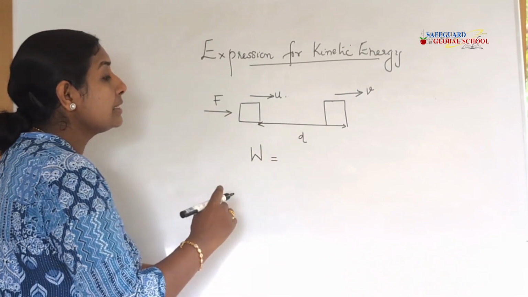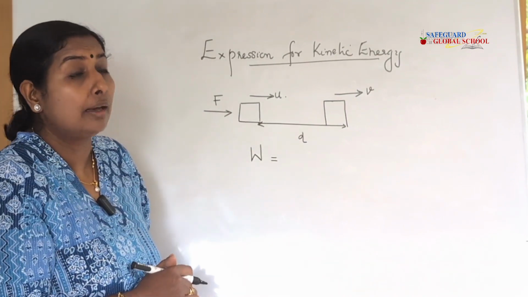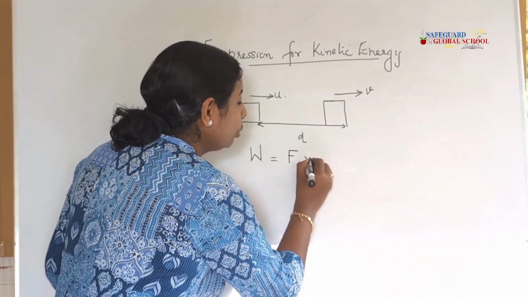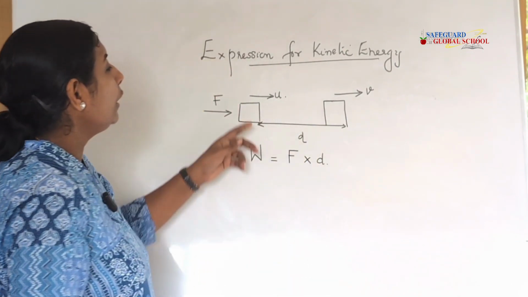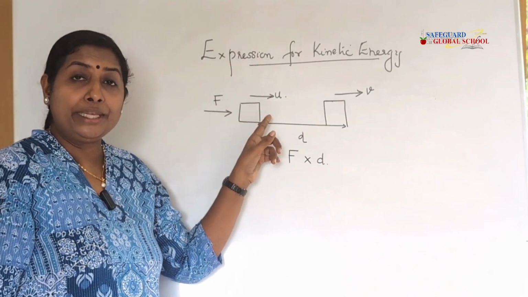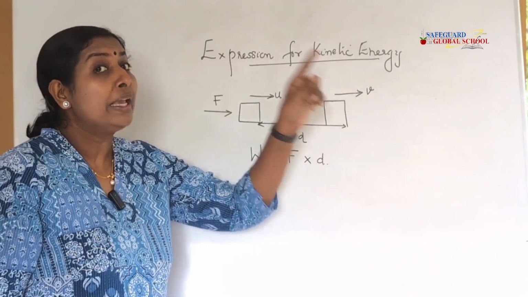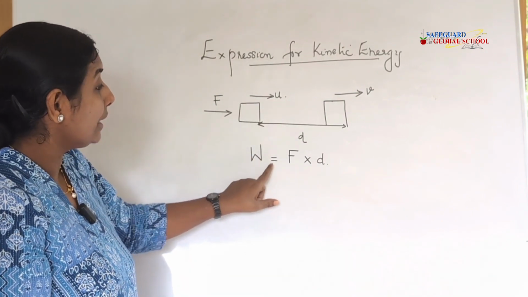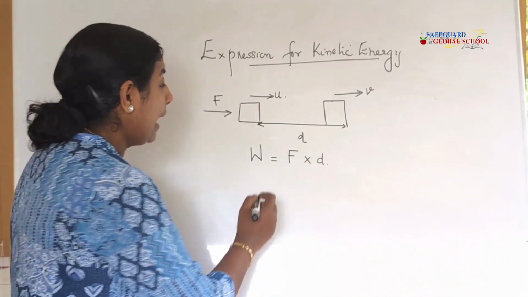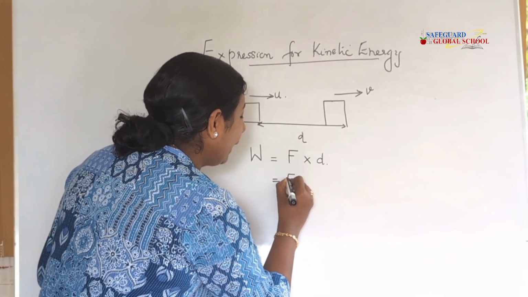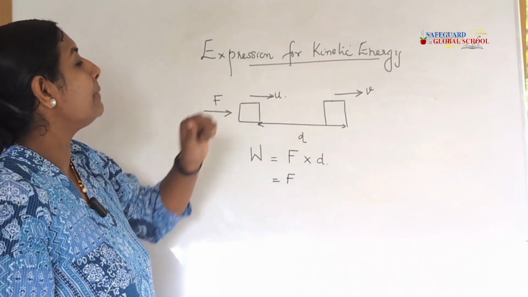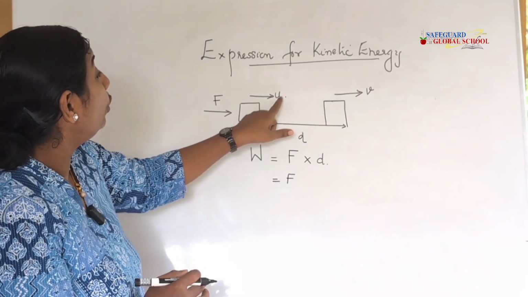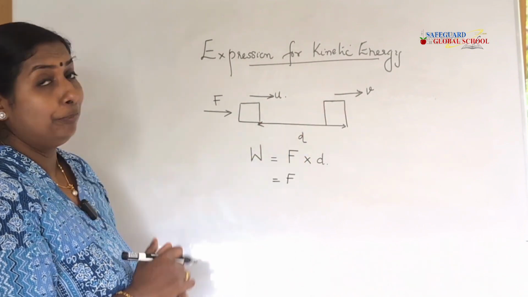We are expending some energy to do this work. Work done is equal to force into displacement. We know that as the velocity of the body has changed from u to v, it has been accelerated. So W is equal to F into D.